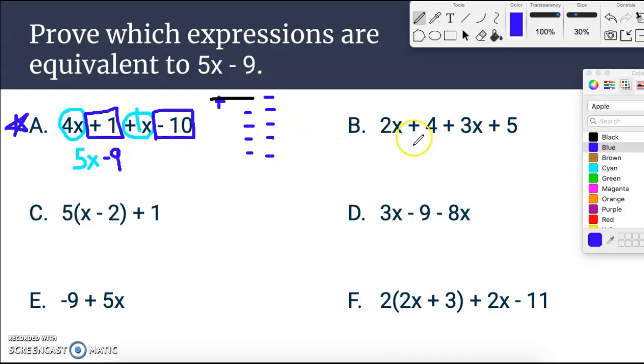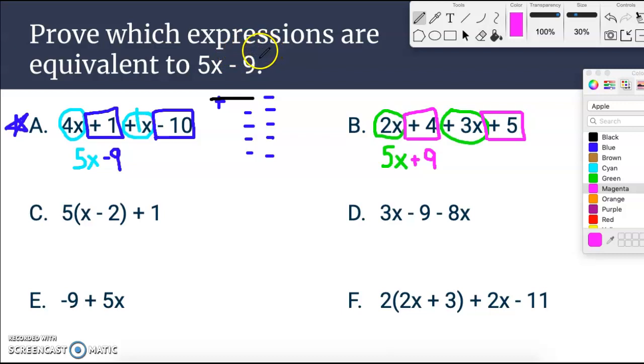All right, let's look at B. We have 2x plus 4 plus 3x plus 5. Again, lots to simplify here. So 2x matches with positive 3x. 2x plus 3x is 5x. Another good start. And then for our constants, positive 4 and positive 5 makes positive 9, so plus 9. So 5x plus 9, not the same as 5x minus 9. Adding 9 is very different than subtracting 9. So B is not equivalent.